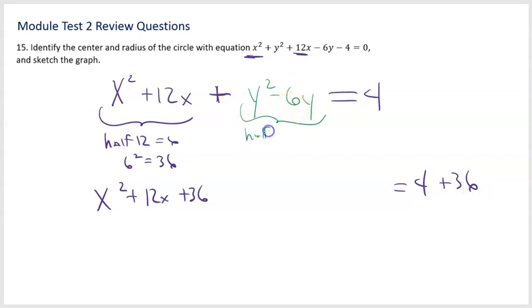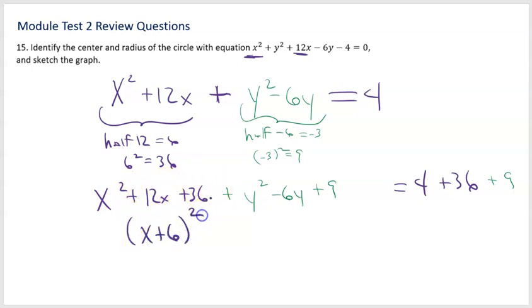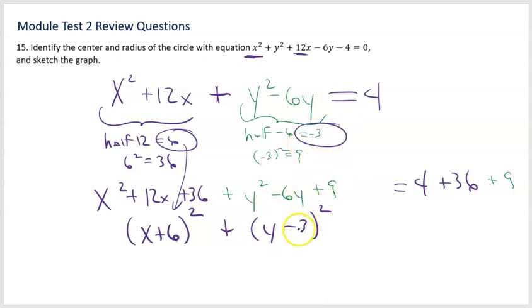Half of negative 6 is negative 3, but negative 3 squared is 9. What I'm going to do with 9, I'm going to add it on both sides. So y squared minus 6y plus 9, and over here I'm going to add a plus 9 also. Now I can factor. So x squared plus 12x plus 36 factors into x plus 6 squared. Notice it factored into my half number. That's what's going to come right down here. And then plus, over here, that's going to be y minus 3 squared. Because look, there's my half number. There's my minus 3. On the other side, I'm going to have 49.